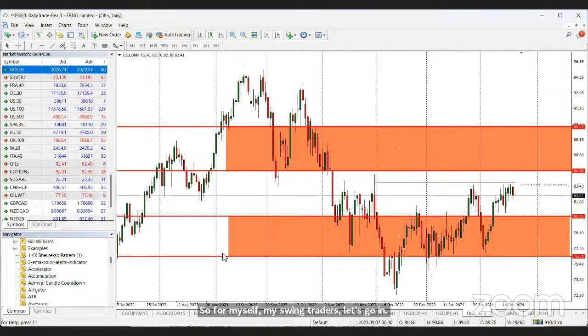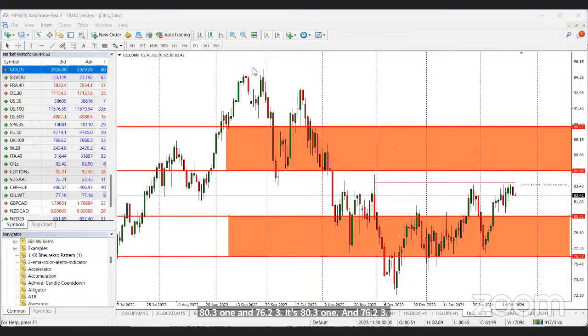So if I'll be swing trading, I'll be going in for my sell. That's a sell stop at price level between price levels 80.31 and 76.23. So yes, this is Brent oil.